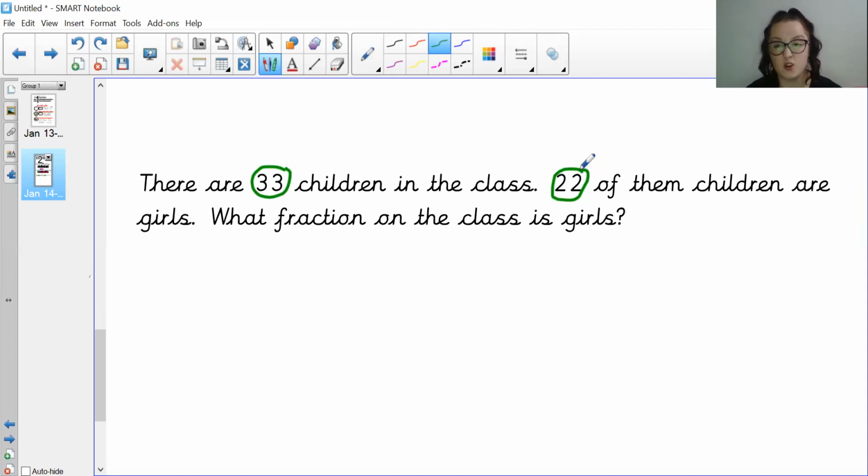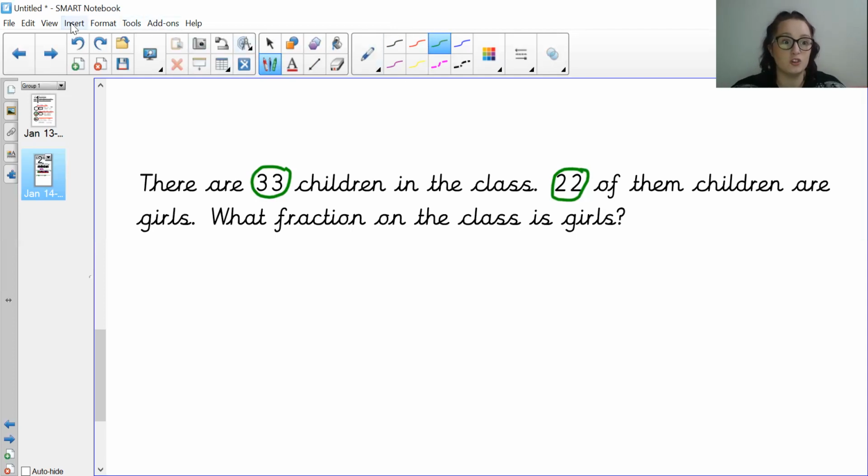If you said the number 11, you're absolutely right, because if you're counting in your 11 times table, we've got 11, 22, 33. Now we know 33 is our whole, isn't it? Because there's 33 children in the whole class. How many times does 11 go into 33? 3 times.